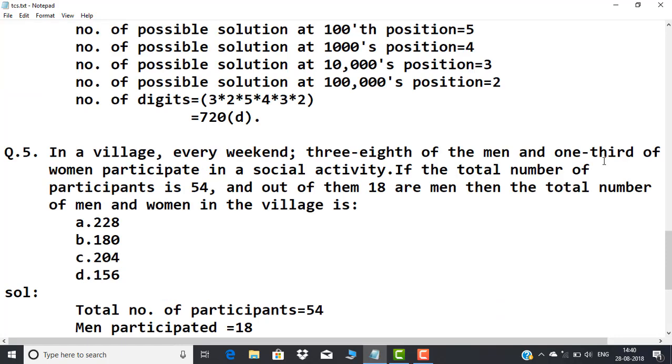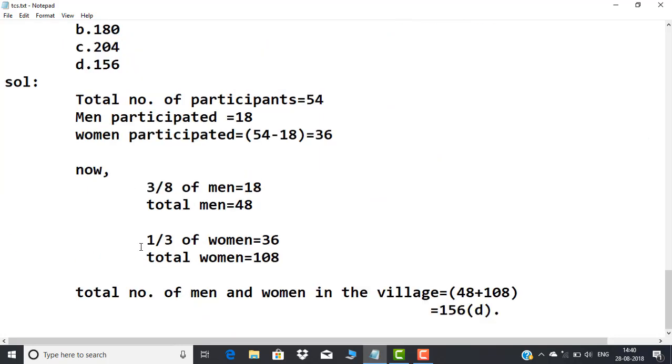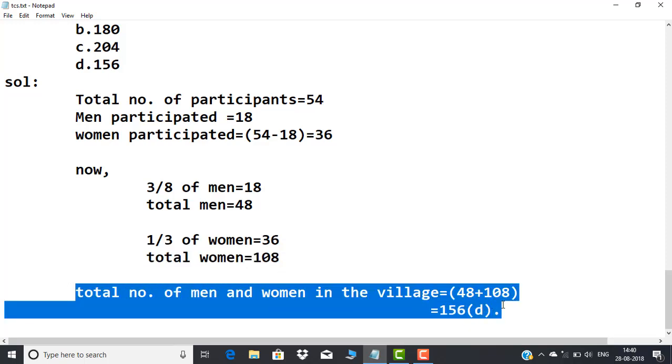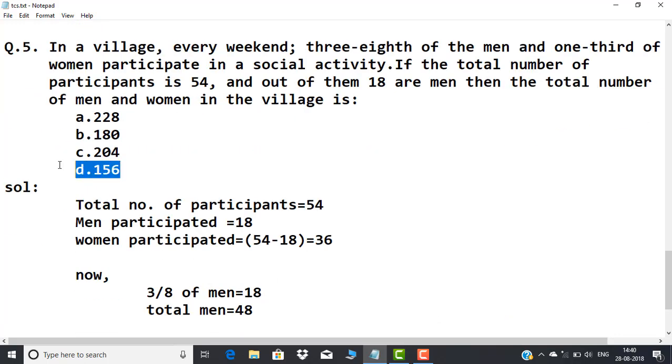Now it is given 1/3 of women. So 1/3 of the women will be equal to how much? The total women participated each week: 1/3 of women equals 36, so the total women we get is 108. Now the total number of men and women in the village will be the total number of men, that is 48, plus the total number of women, that is 108. The final conclusion will be 156. The correct option is option D, that is 156.